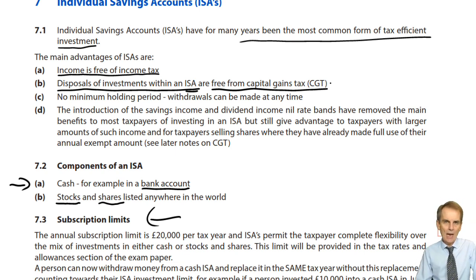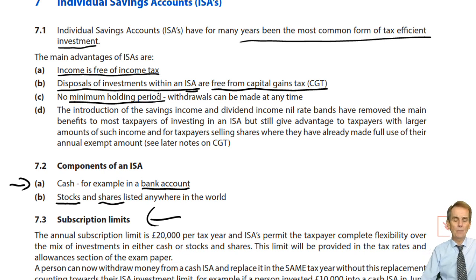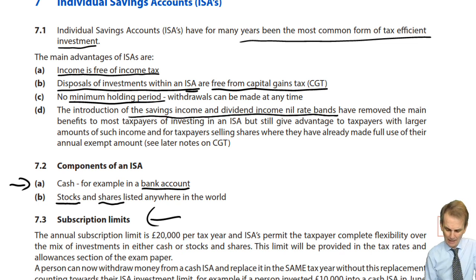So any level of shares held within an ISA when disposed of will be free from CGT. No minimum holding period here. Again, it doesn't matter when you dispose of them. If they were allowable in terms of the acquisition of those to go into the ISA, when they are disposed of, they will be free of CGT. As we've said, the introduction of the savings income and dividend income nil rate bands have removed the main benefits to most taxpayers, because those dividend and interest income figures will be exempt anyway. As a result, we don't need an ISA.